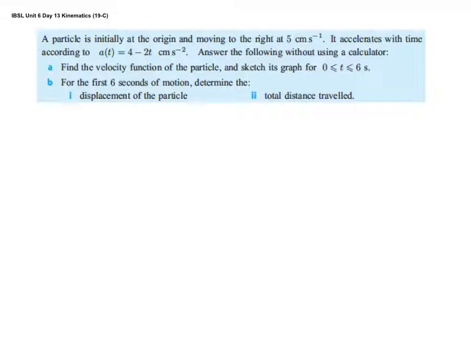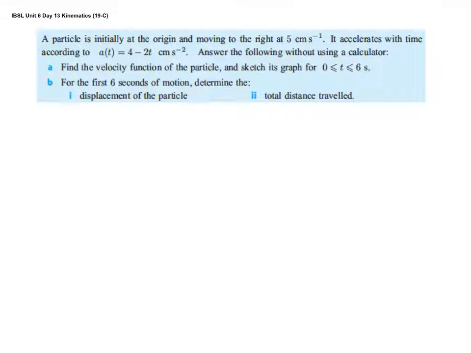We have a typical kinematics problem here where we're given a particle moving back and forth. It's starting at the origin and it's moving to the right at 5 centimeters per second. It accelerates with time according to the function a of t equals 4 minus 2t centimeters per second squared. Okay, and this we could do without a calculator, so we will do it without a calculator. Okay, so let's find the velocity function of the particle. How would I do that?